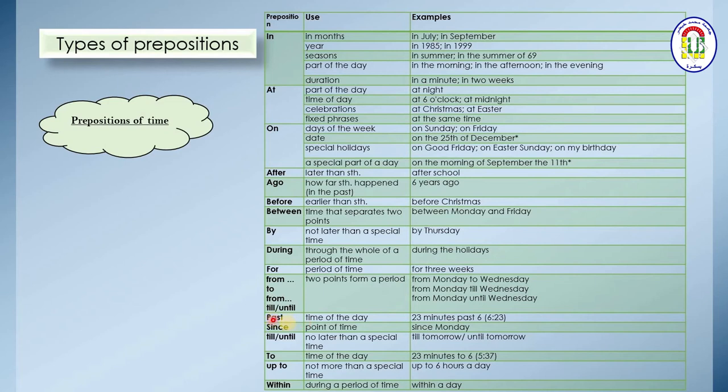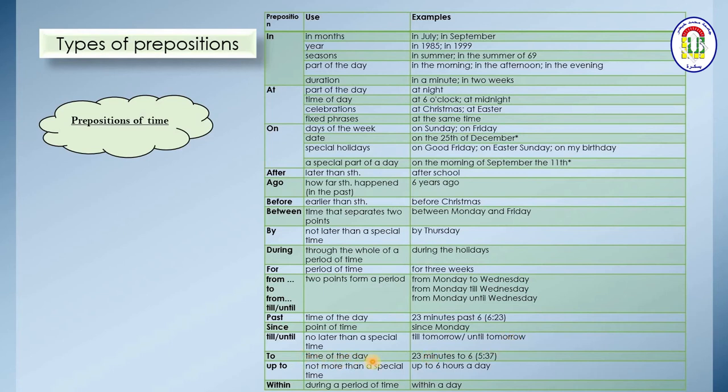Past is used with time of the day when telling, of course, the time. So it is 23 minutes past 6. Okay. Since is used at a point of time. So since Monday, since last year, and so on. Till and until, alone, without from: no later than a special time. Till tomorrow, until tomorrow.